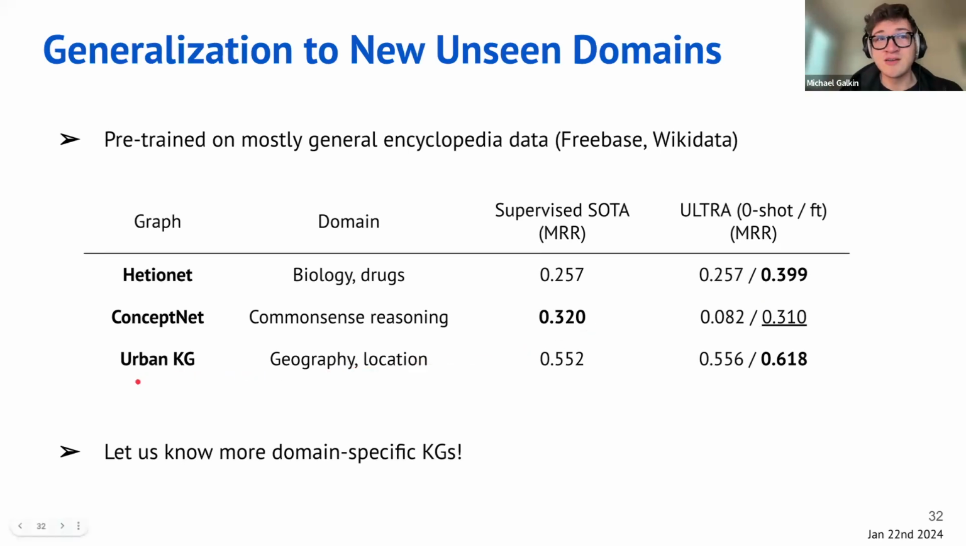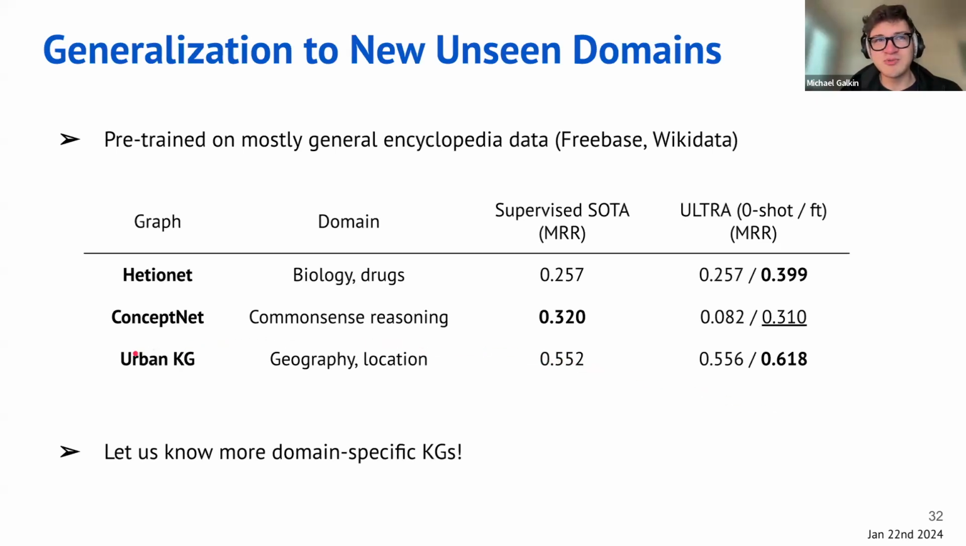Then we tried an urban KG. This is a spatiotemporal graph. For now we just throw away all the temporal component and just predict the geographical location. This is a graph of bus stops in Boston, Chicago, and New York. And again, the zero-shot inference on that graph already gives us state-of-the-art. If we fine-tune it a little, it is much better than everything else.